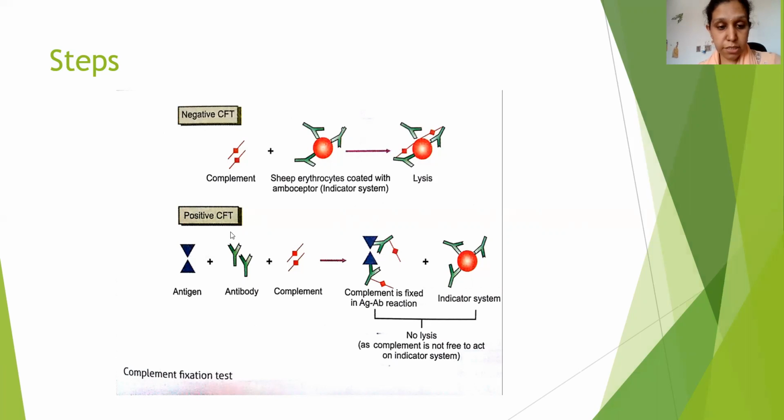In the positive test, we have an antigen antibody complex which combines with complement. So in this complex formation, the complement is fixed by the antigen antibody reaction, and the indicator system, the amboceptor and sheep red cells, is left separate. So lysis does not occur. That means it is positive.